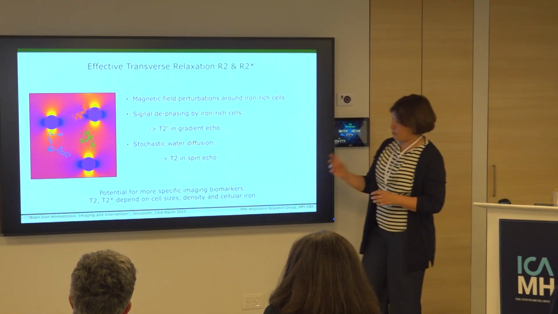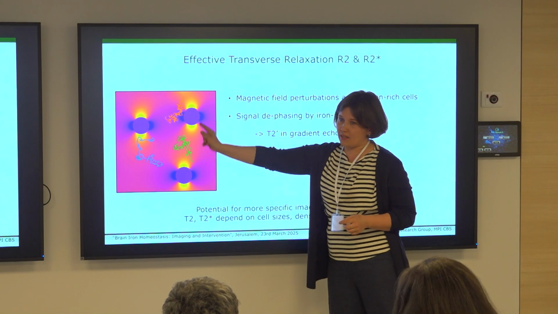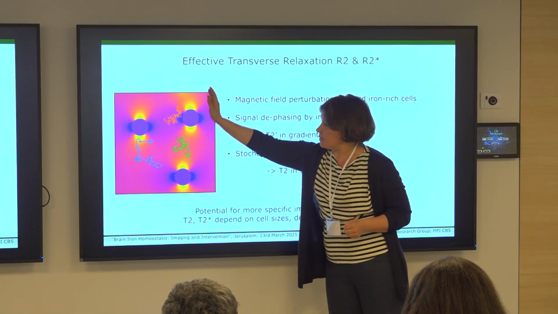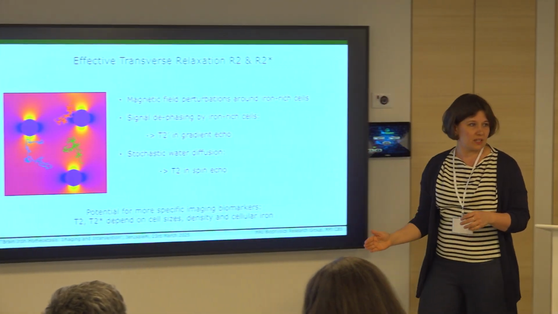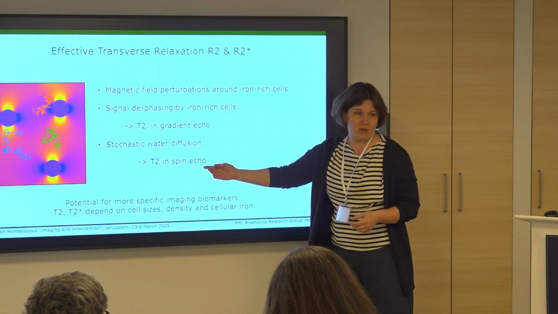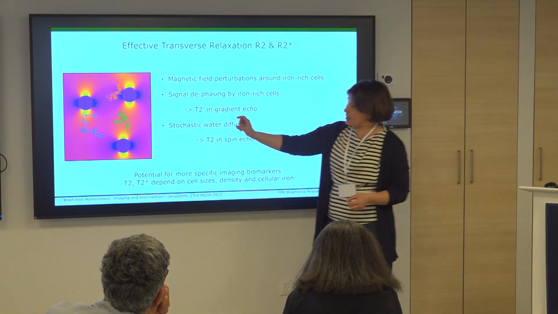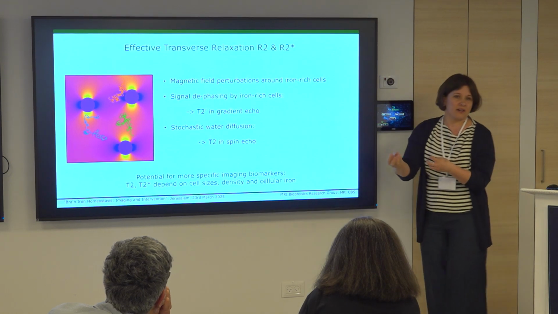What's very important is that there are two contributions. One is the static one, depending on where the spin is located, and the second is a dynamic one. If the spins wander around those cells, it leads to temporal fluctuation, and it causes T2 decay. So there are these two different contributions, and they really depend on how big the cells are, how far they are from each other, and how much iron they have.